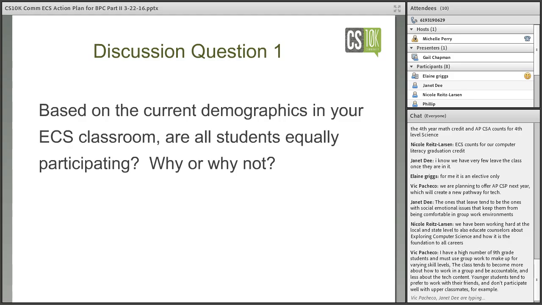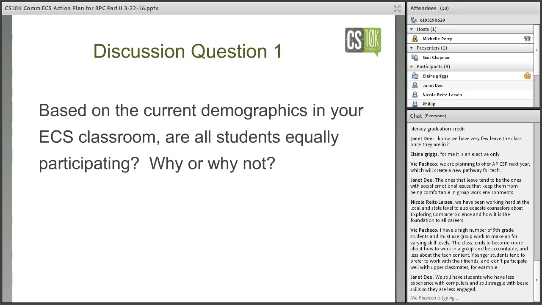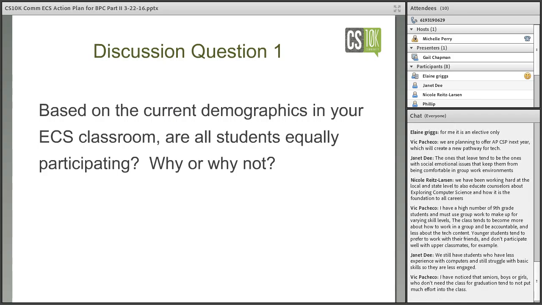And Vic, ninth grade students, yes. So ninth graders are different than seniors, for sure. And as Janet is pointing out, there are those with less experience in things related to computers. So how can we, all right, I'm moving too far ahead. Let's talk about why we think that's happening then, right? Why is that difference in their background and skills influencing their participation in the classroom?